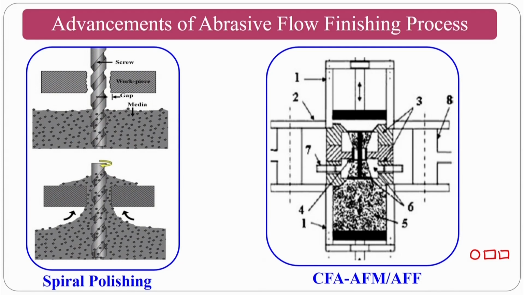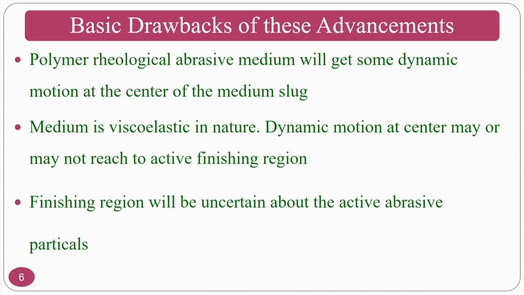These are some of the drawbacks, but on average, if you look at all these processes, drill bit guided abrasive flow finishing, spiral polishing, as well as centrifugal force assisted abrasive flow finishing, the common thing one can observe is that the polymer rheological abrasive medium gets dynamic motion at the center of the medium slug, not at the finishing region. But as a manufacturing engineer, what I want is to make the dynamics of abrasive particles active in the finishing region.